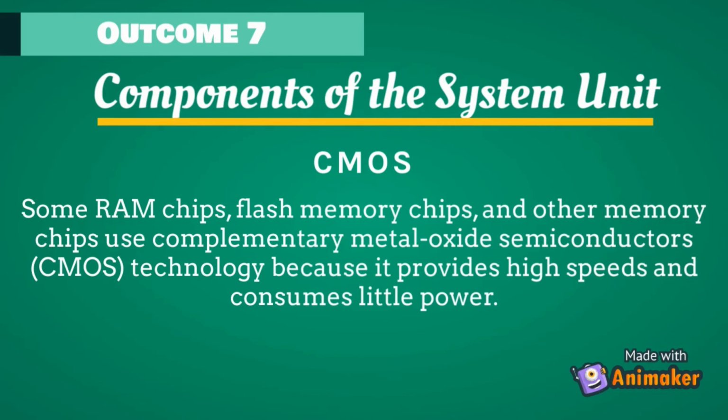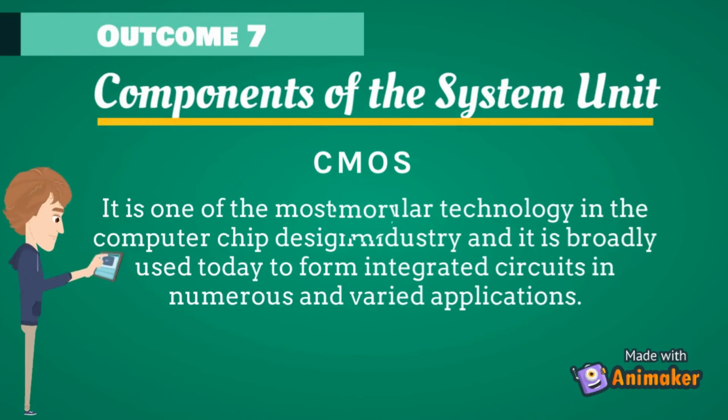CMOS. Some RAM chips, flash memory chips, and other chips use complementary metal oxide semiconductor (CMOS) technology because it provides high speeds and consumes little power. It is one of the most popular technologies in the computer chip design industry, and it is broadly used today to form integrated circuits in numerous and varied applications.